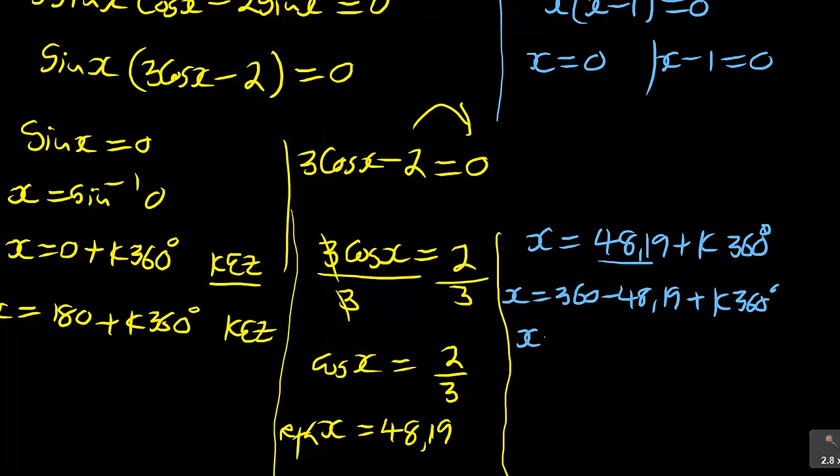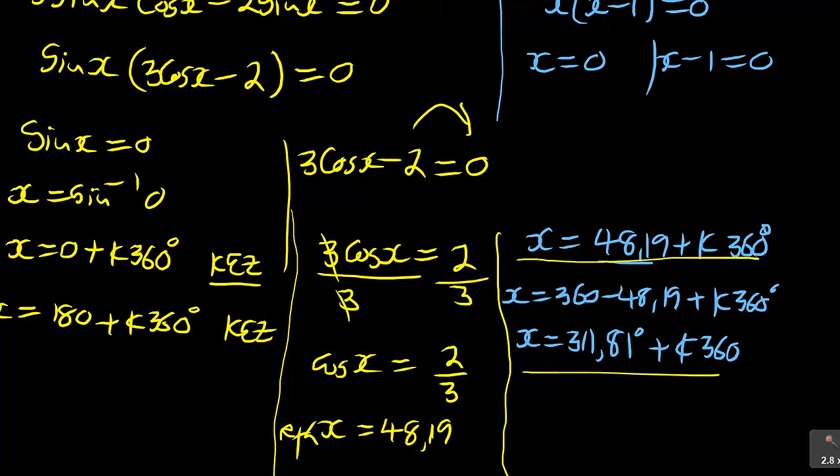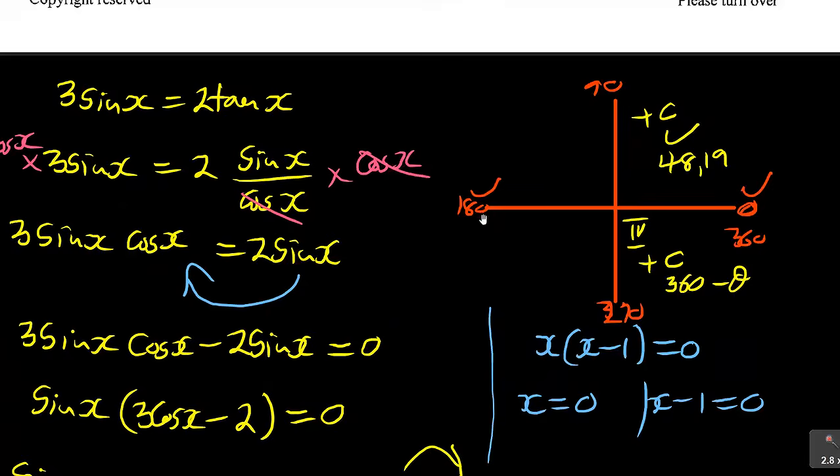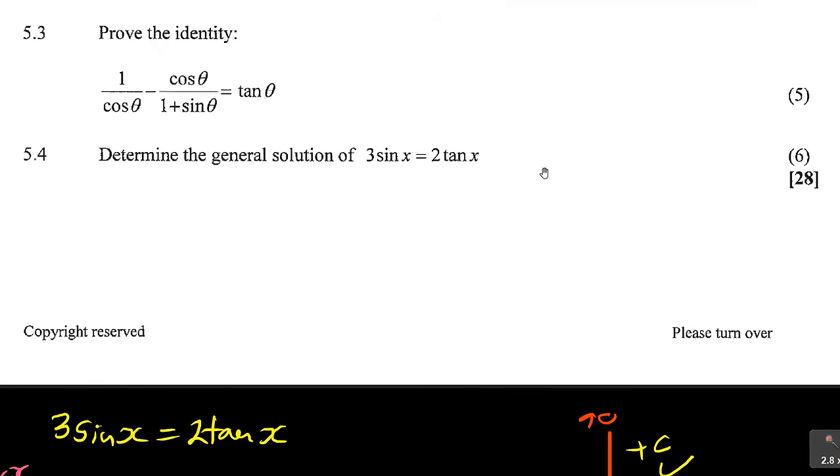So x is equal to 311,81 degrees plus k 360. Now with the last condition, don't forget to write, so this is the answer and that is the answer, and then you write k is an element of Z. So these become the general solutions for this particular question, and you get 6 marks.